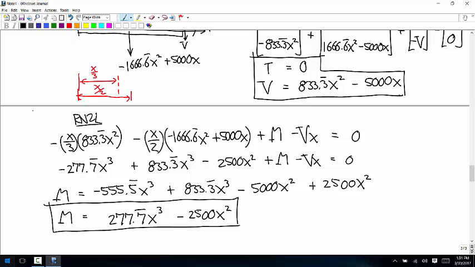And you can see in these problems where the benefit is of doing those derivative checks, because there's a million places you can make mistakes. But dm dx is equal to 833.3 x squared minus 5,000x. So dm dx is equal to v. We already saw that negative dv dx is equal to q, so they work.